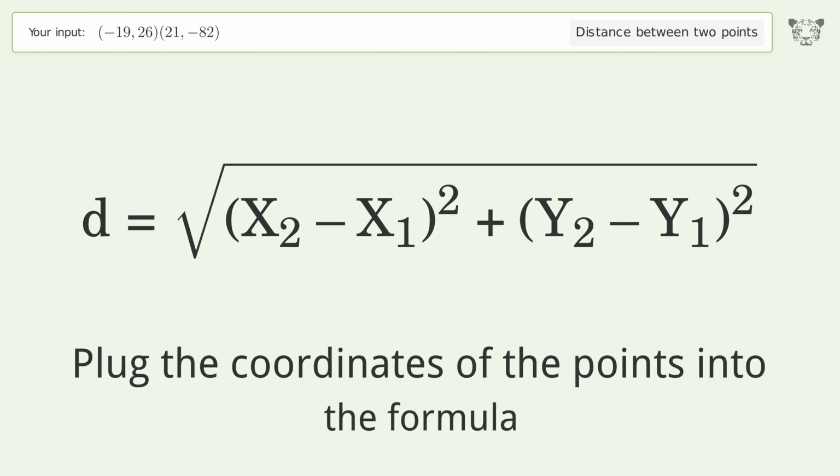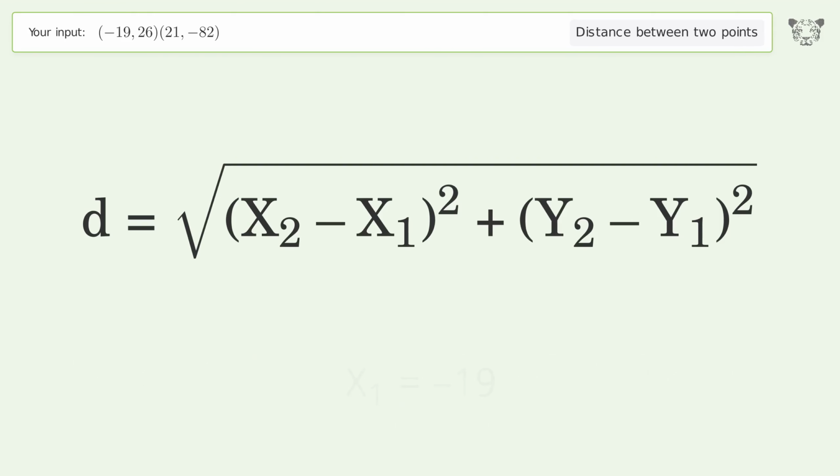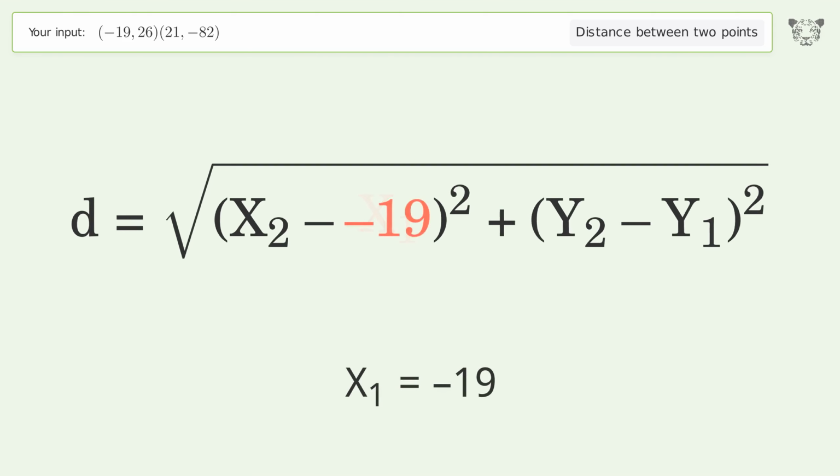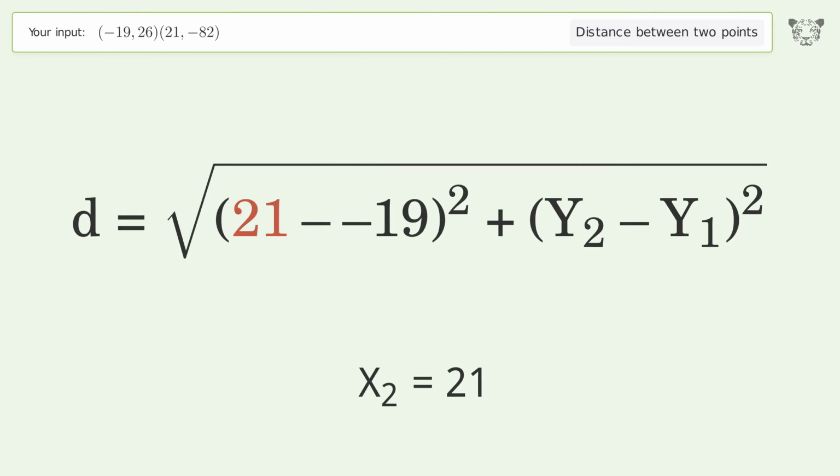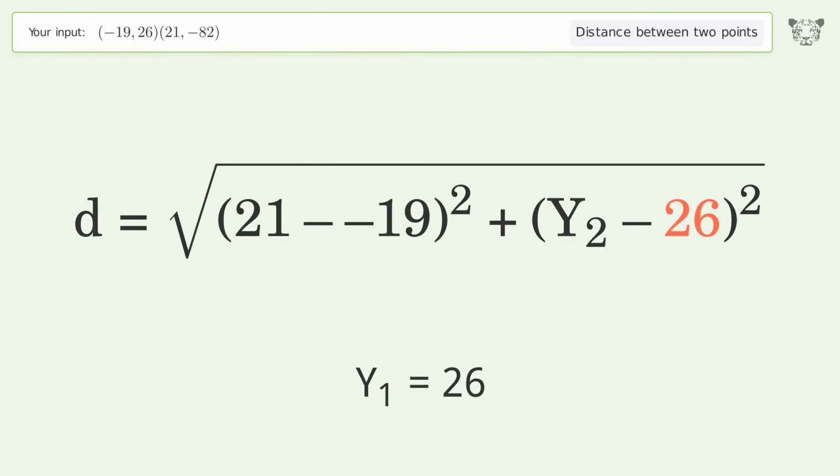Plug the coordinates of the points into the formula. x1 equals -19. x2 equals 21. y1 equals 26. y2 equals -82.